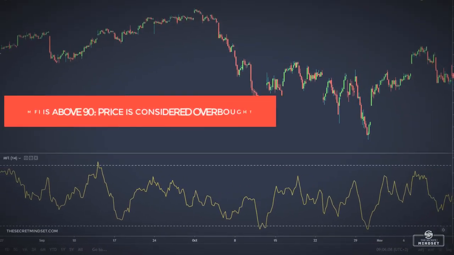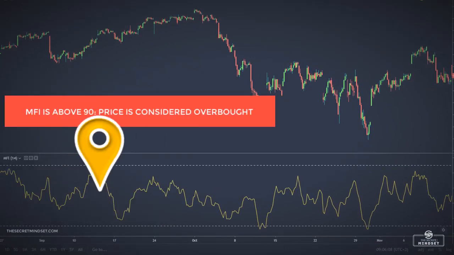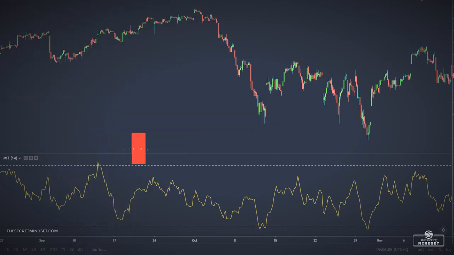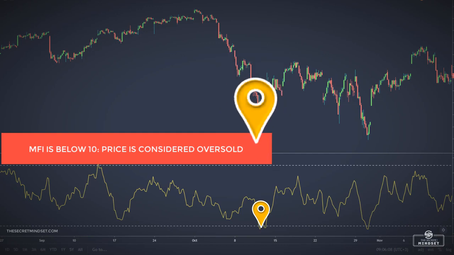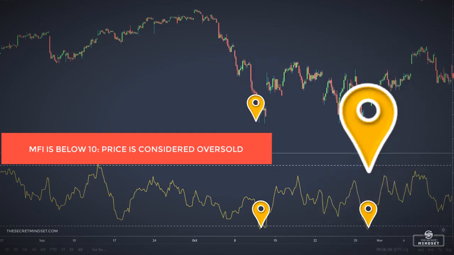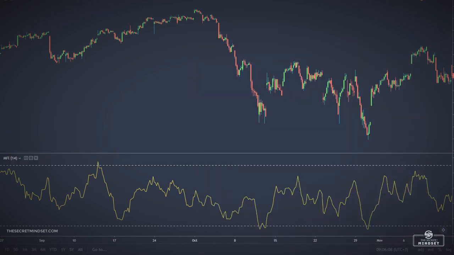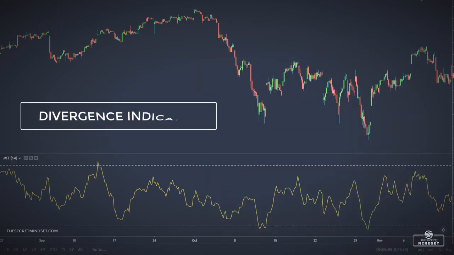When the MFI is above 90, the price is considered overbought and a reversal or pullback could be on the cards. When the MFI is below 10, the price is considered oversold and a reversal or pullback might occur in the market. Since the money flow index uses volume in its calculation, this indicator can be effective as a divergence indicator.